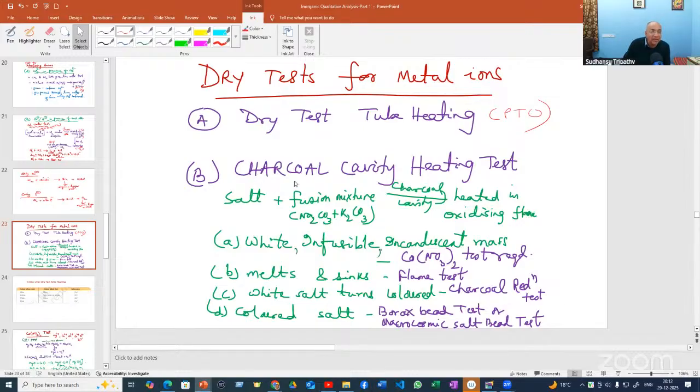What your book calls the charcoal cavity test is the charcoal reduction test. But here I have made the diagnostic test that you can do by simply heating the salt with some fusion mixture in an oxidizing flame. If the salt is originally colored, then on heating it will also be colored, either the same or different. Then you do the borax bead test or the microcosmic salt bead test. There are two bead tests that you have to do. So these are the four indications. Let us go one by one.